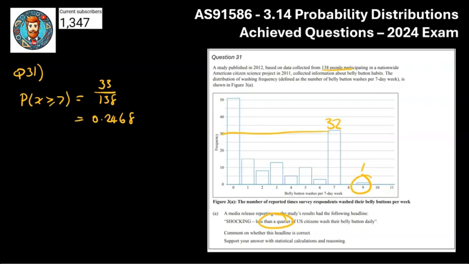That number there is roughly a quarter, which relates to the claim. Specifically, the claim says less than a quarter, and you can see this number actually is slightly less than a quarter, isn't it? So that kind of backs up this claim.